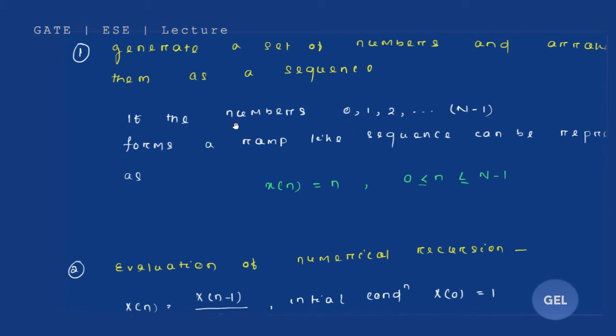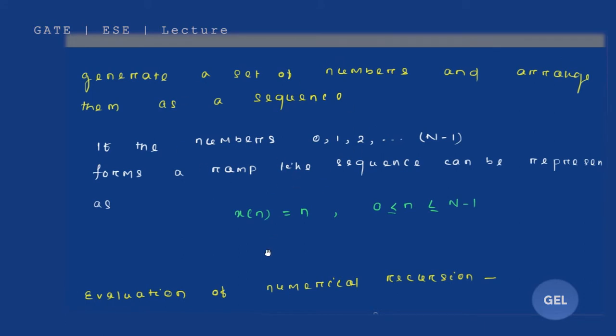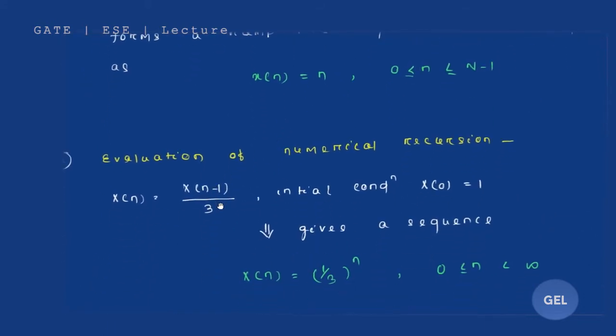If there is a train of numbers which got generated and this forms a ramp like sequence, this can be represented as x of n equals n, where n belongs to 0 to n-1. This is one way of representing. The second way is by providing a numerical recursion, like x of n equals x of n-1 by 3. This is a kind of numerical methodology. Now it is given the initial condition x of 0 equals 1, and this will lead us to a sequence which is x of n equals 1 by 3 to the power n.